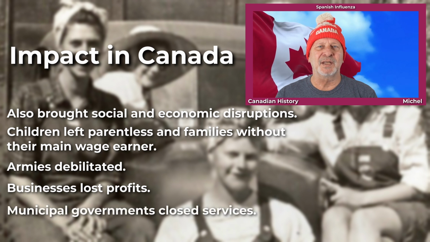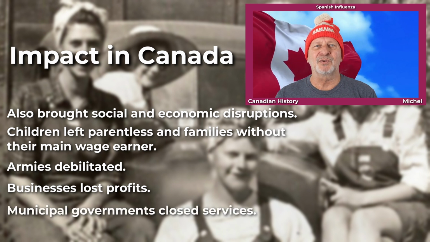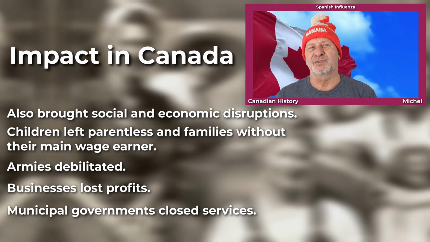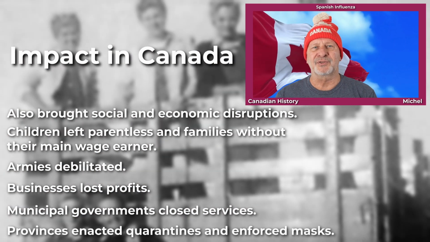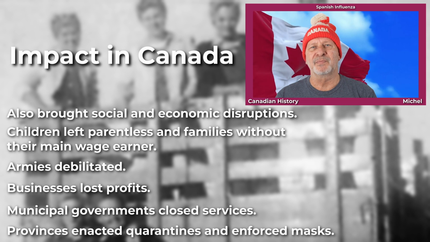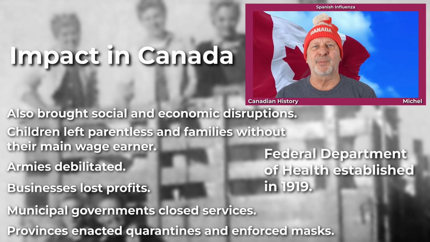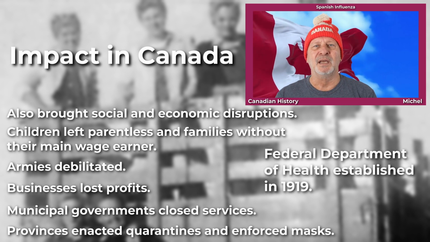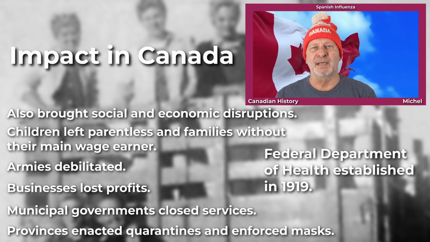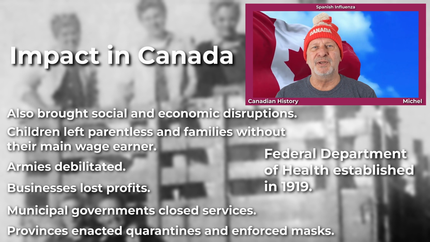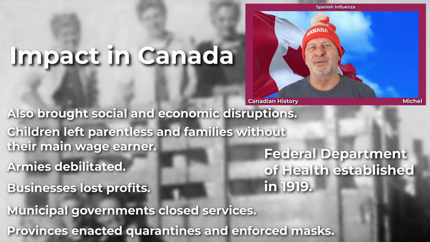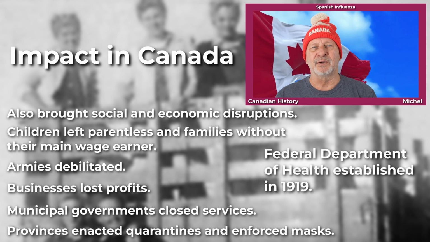Municipal governments, in an attempt to halt the spread of the disease, closed all except necessary services. Provinces enacted laws regarding quarantine and enforced the wearing of masks in public. The establishment of the Federal Department of Health in 1919 was a direct result of the Canadian epidemic. The influenza strain, although decreasingly virulent, remained active in Canada until the mid-1920s. It has since been identified as an H1N1 virus.